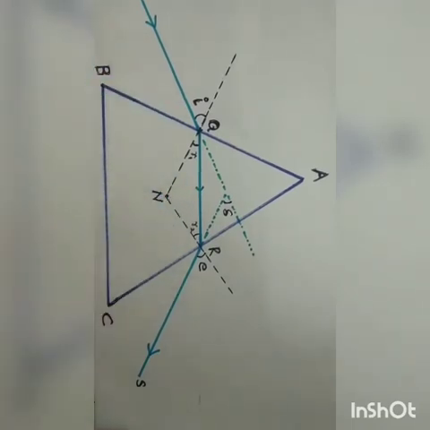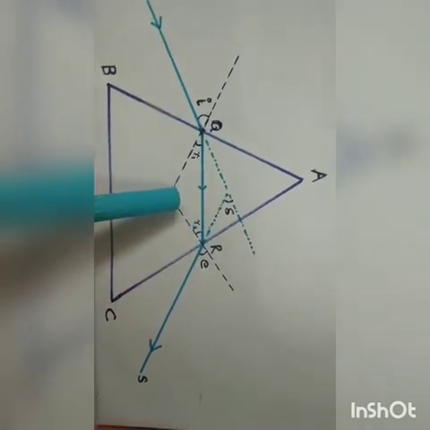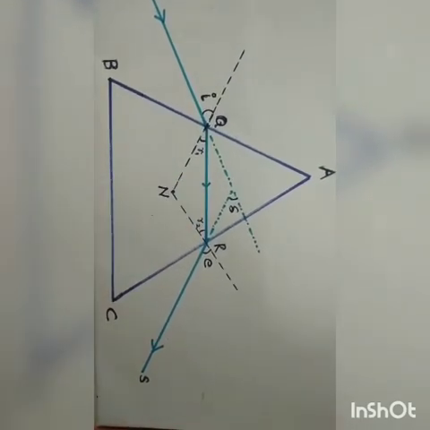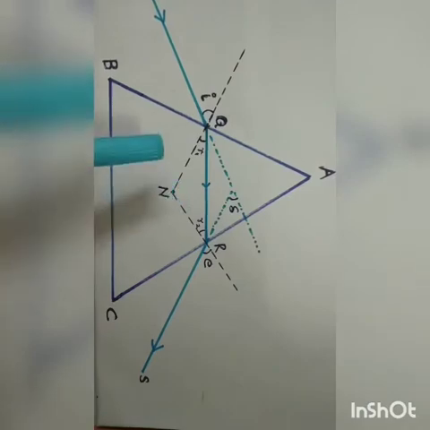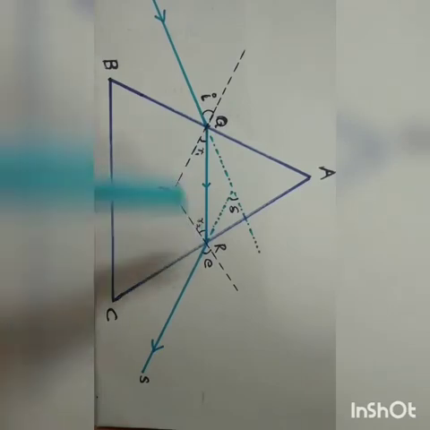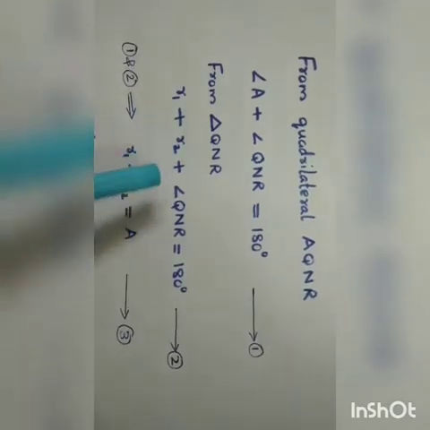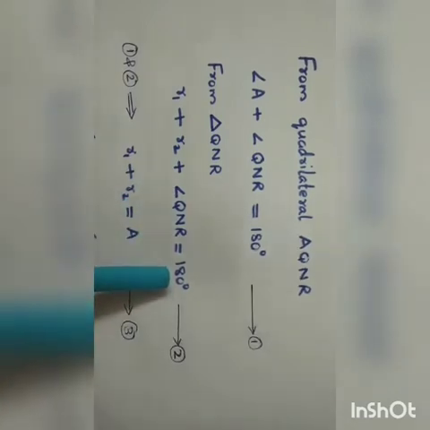In this triangle, you have studied that the sum of the angles of a triangle is 180 degrees. Which are the 3 angles of this triangle? R1 plus R2 plus this angle, angle N, is 180 degrees. Angle N is angle QNR. So R1 plus R2 plus angle QNR is 180 degrees.